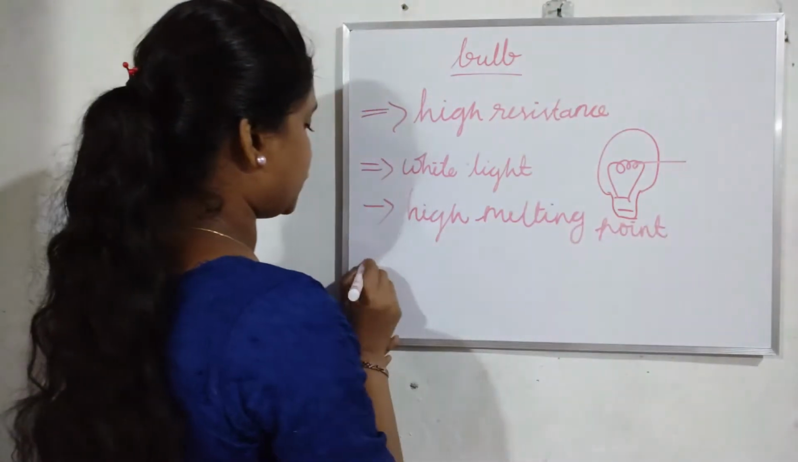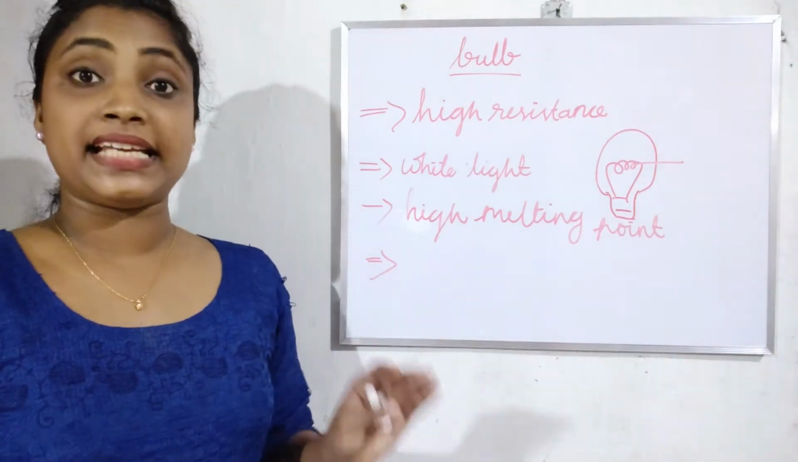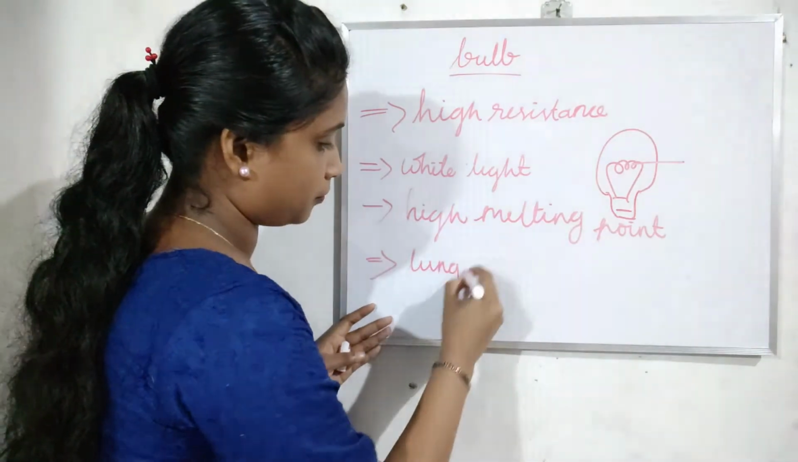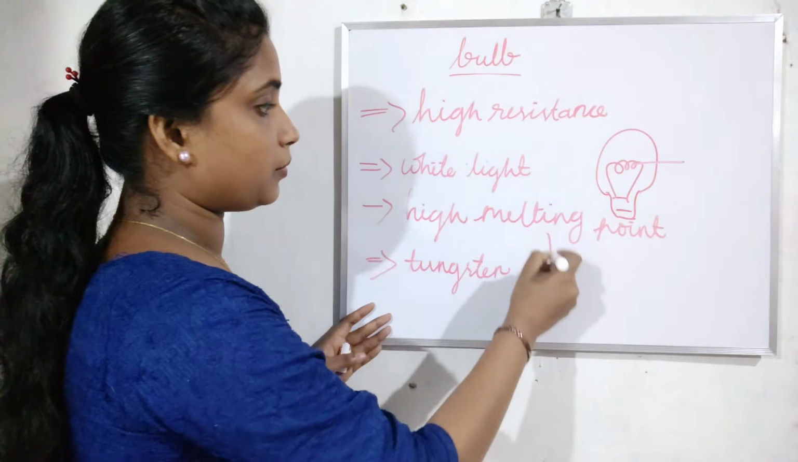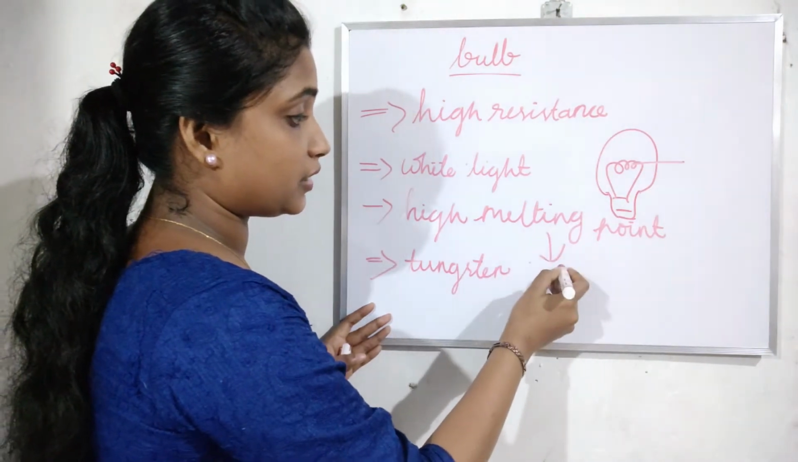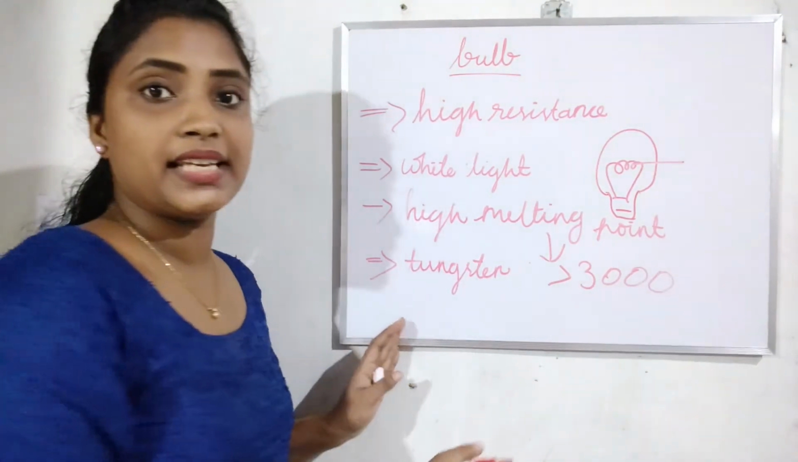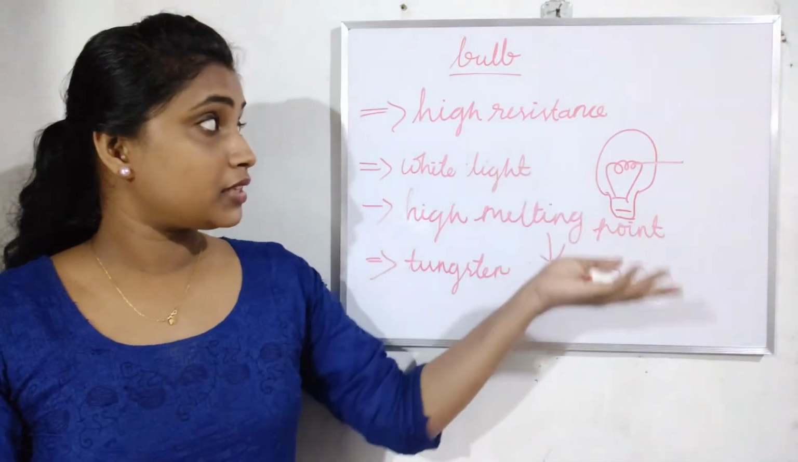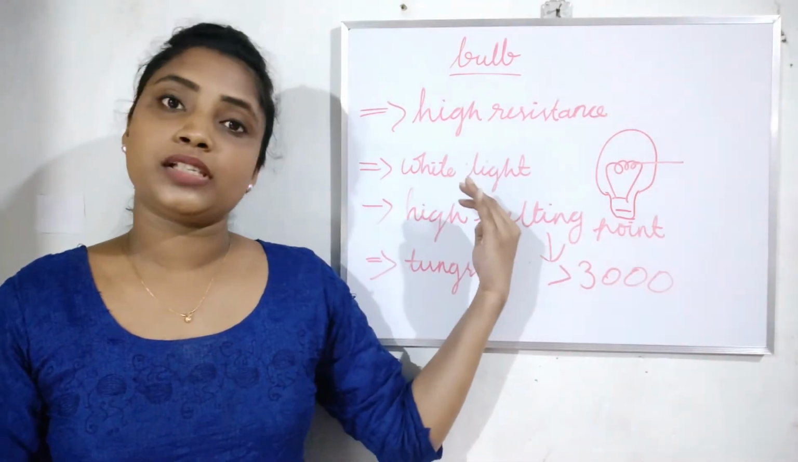High melting point. So the material that we use as the bulb filament is tungsten. It has melting point greater than around 1000 degrees Celsius. Its melting point is that much high. So because it has high resistance and it has high melting point, it will give us white light.